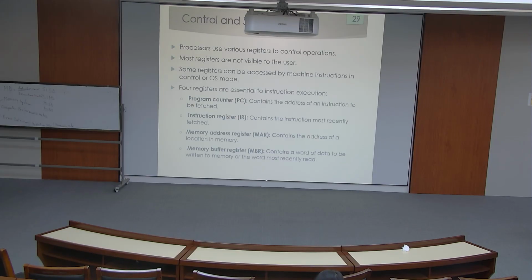Now we have control and status registers. If you still remember, we learned about the 8086 microprocessor. We learned about general purpose registers, special registers, and control and status registers. This is very important. You need to know all these different control and status registers. We have the program counter, PC.